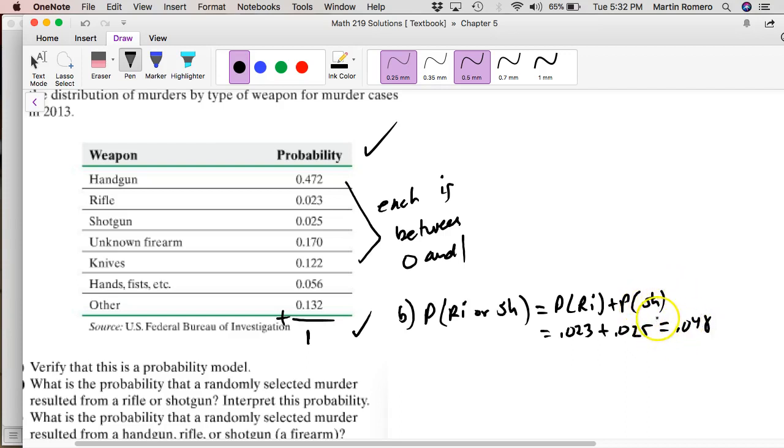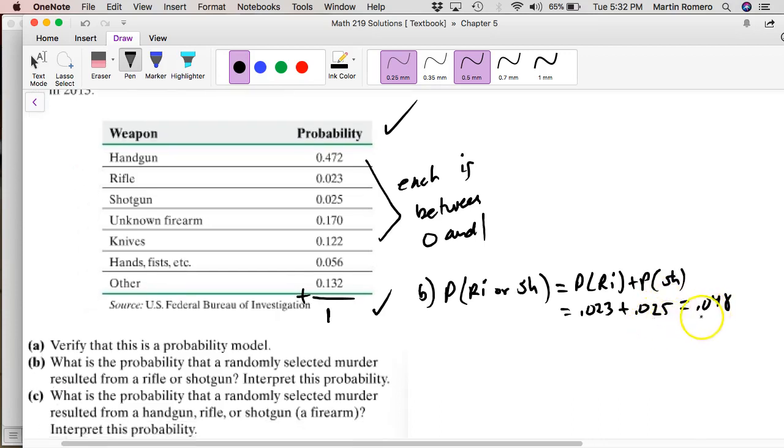So when we put those values together, the answer is 0.048. What does that mean? That means it's very unlikely that you're going to have a murder with one of those because it's such a small value. That's what the interpretation would be. This is a very small value, meaning that it's not likely to occur.